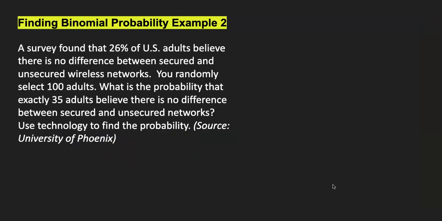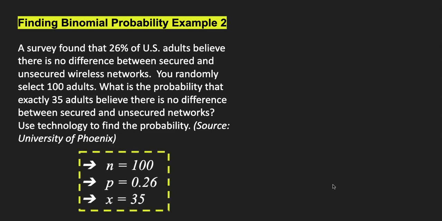Let's look at another example. Number 2. A survey found that 26% of US adults believe there is no difference between secured and unsecured wireless networks. You randomly select 100 adults. So I know my n is 100, p is 0.26, and x is 35. Why? Because we're looking for the probability that exactly 35 adults believe there is no difference between secured and unsecured networks. We're going to use technology to find the probability.